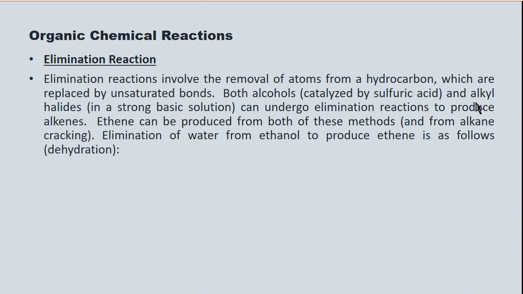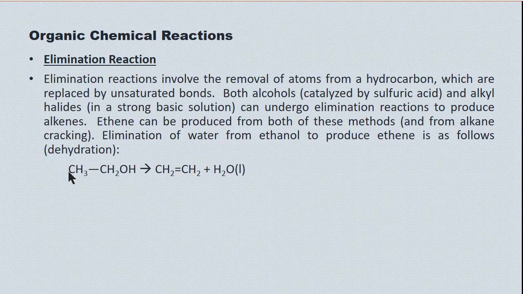Similarly, with an alkyl halide, we react it with a strong base. So in this system, the base is a reactant. It's not a catalyst. And again, water is eliminated and the halogen comes off as a free ion. Ethene is produced through both of these processes. So let's look at the first one, elimination of water from ethanol.